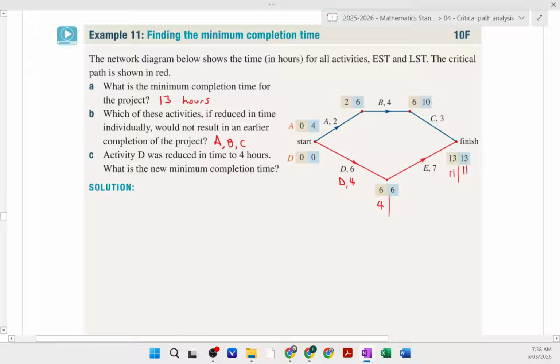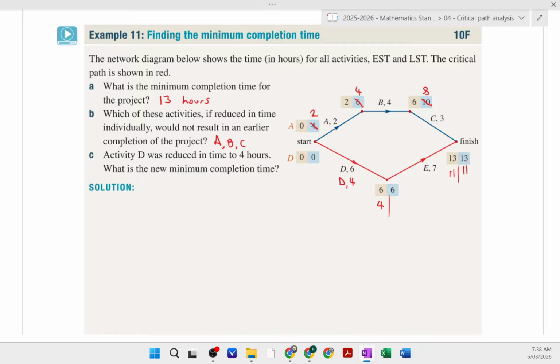Okay, so now we do backward scanning, 11. We take off 3 there. That would now actually change to 8. Then take off 4 here. That would then change to 4. That would then change to 2. So it does change those times. It does change those latest starting times for those particular activities.